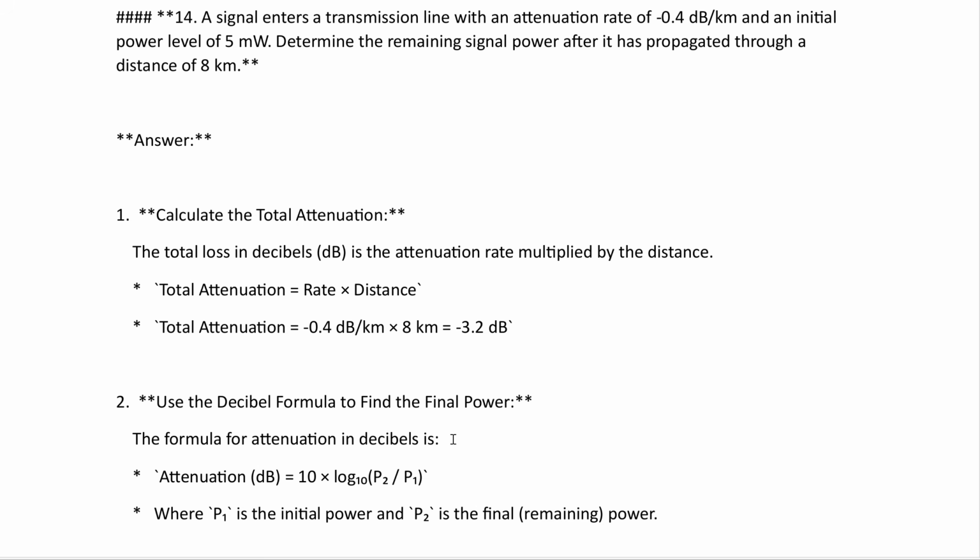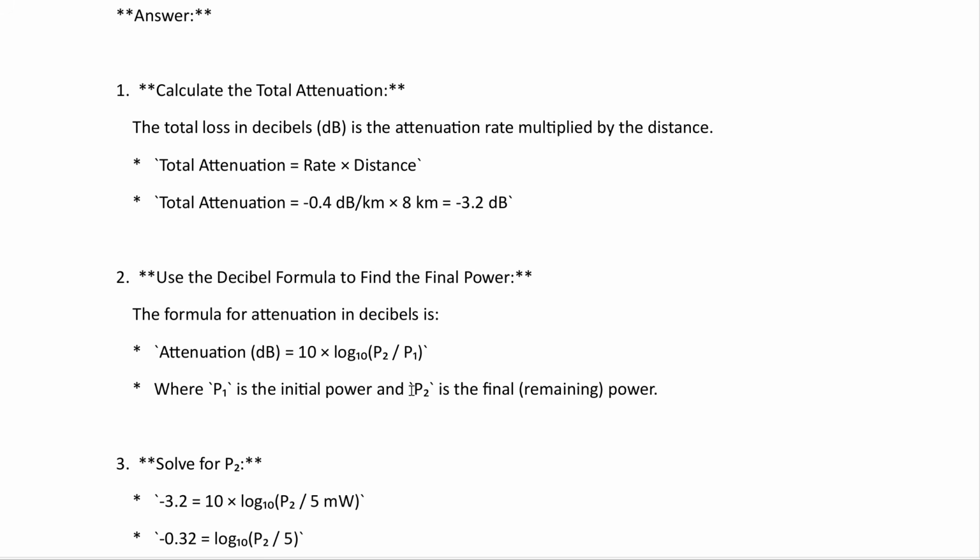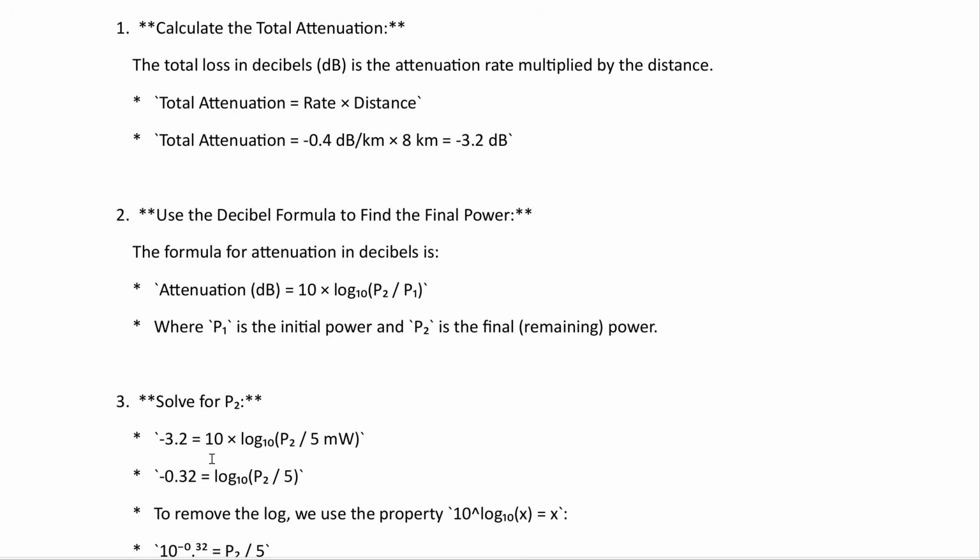Now, we have to use the decibel formula to find the final power. This is the formula for attenuation in decibel, that is 10 into log 10 P2 by P1, where P1 is the initial power and P2 is the final or remaining power, right? Now, in this case, we have to determine this final or remaining power, that is quantity P2. All remaining quantities are given to us. For example, total attenuation we have recently found out as minus 3.2. So we substitute here minus 3.2, right?